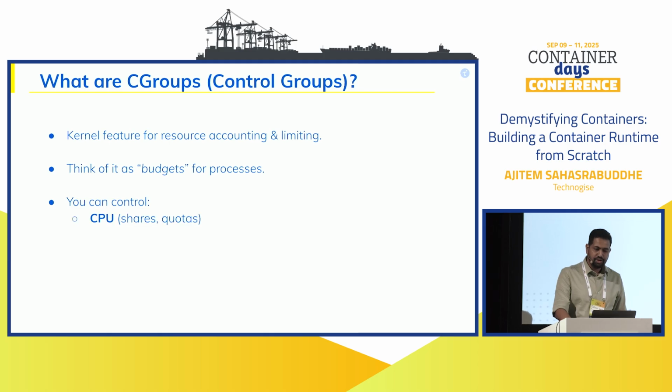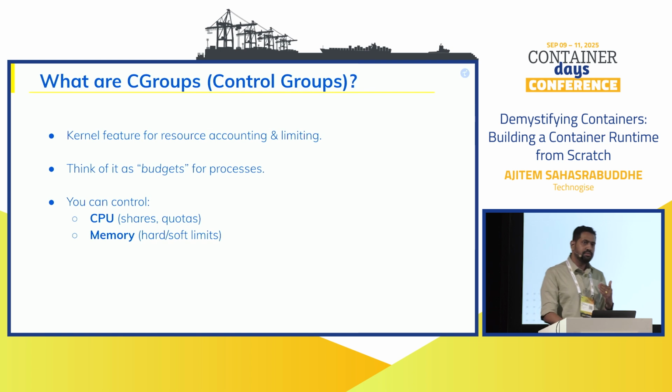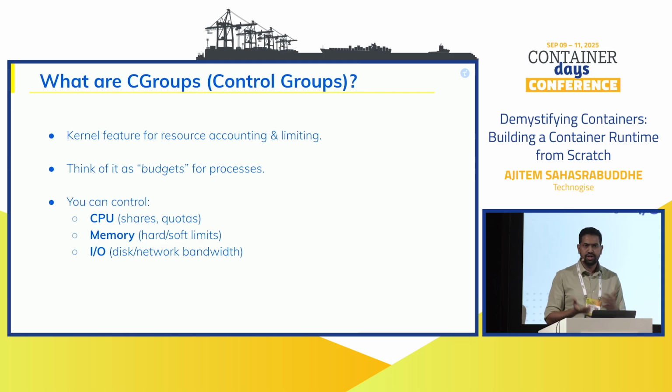Using cgroups, you can control the amount of CPU that the process can consume. You can limit the amount of memory that can be accessed by the process, and then it can also control, to an extent, the IO, the disk, or the network bandwidth of the associated system.